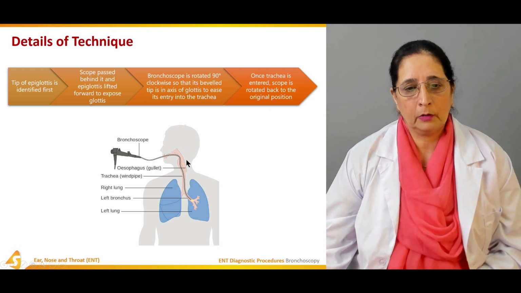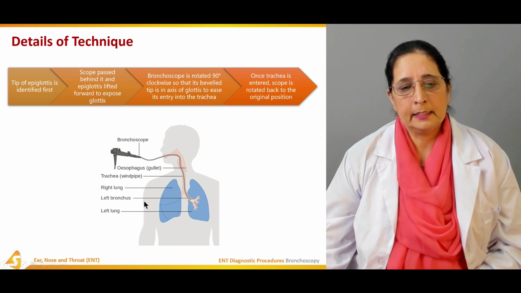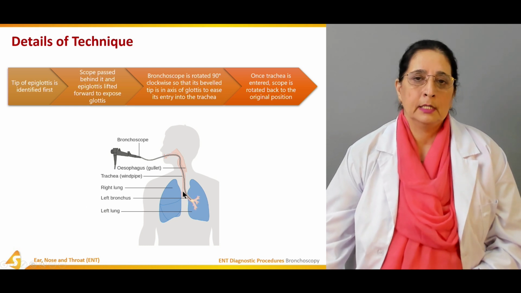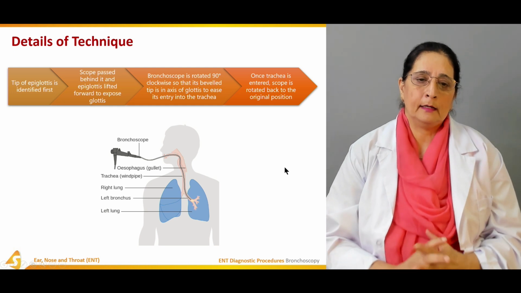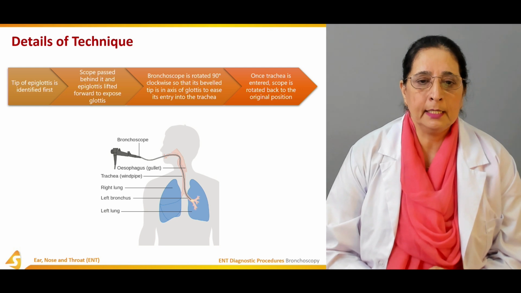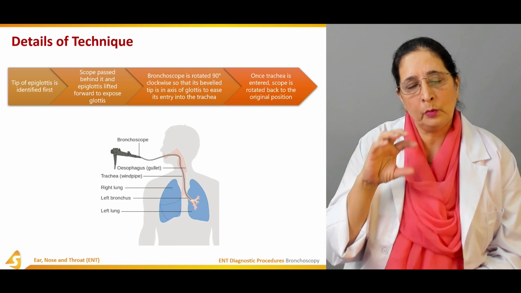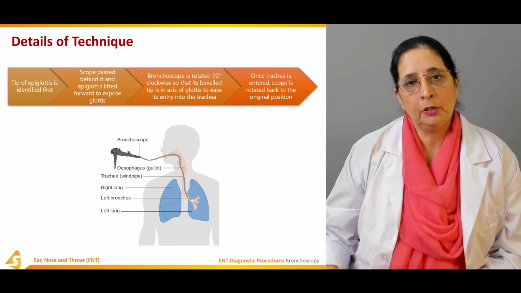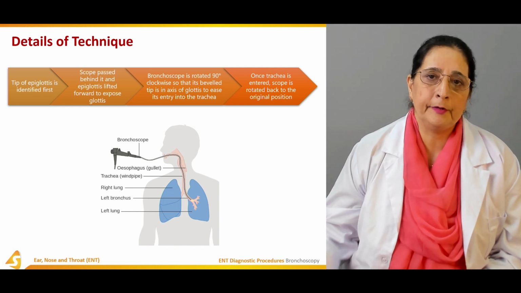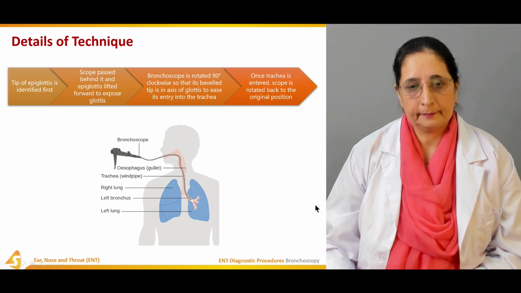That's the bronchoscope, that's the esophagus, the gullet, that's the trachea, right lung, and this is the left bronchus. So the details are that it's inserted by elevating, passing behind the epiglottis, which is lifted forward. The aim is to open up the glottis so we can easily remove any foreign body that is present.